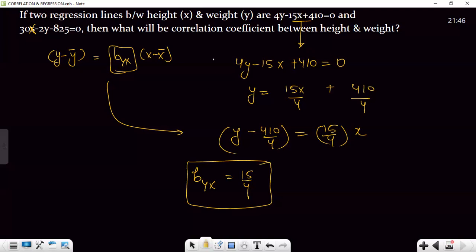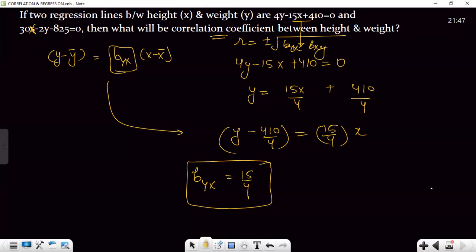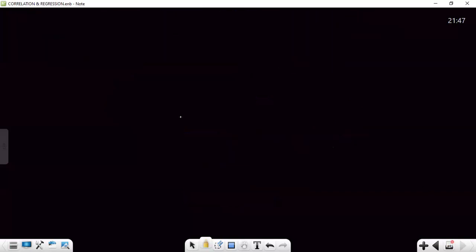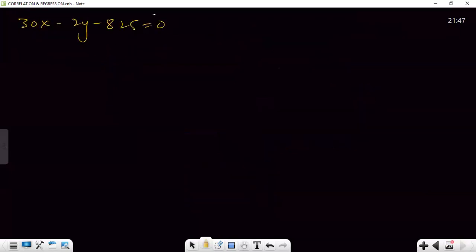Why are we finding byx? Because we need to find the correlation coefficient. We know the correlation coefficient can be found out by byx and bxy. So we have found byx from the first equation. Let's now find out bxy from the second equation, which is 30x minus 2y minus 825 is equal to 0, if my memory serves me right. Yes. So this time we'll find the equation of the regression line of x over y.